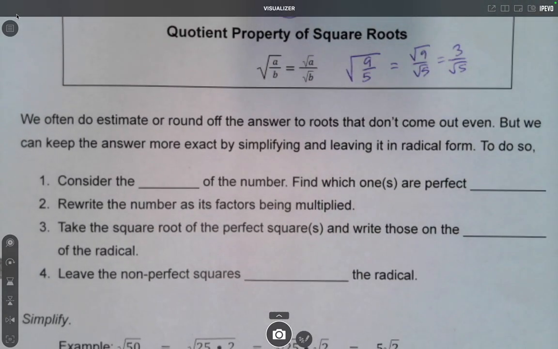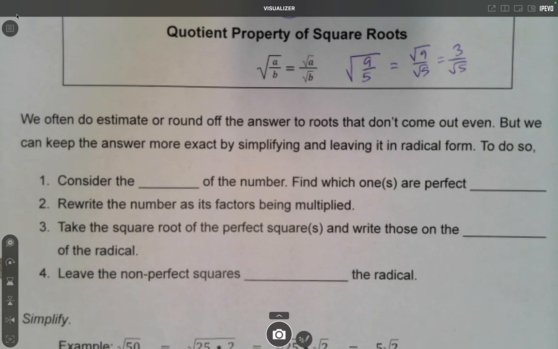We do often estimate or round off the answer to roots that don't come out even, like when we plug in the calculator. But the reason we are going to do this is we can keep the answer more exact by simplifying it and leaving it in radical form. In other words, writing the square root of 2 is actually more accurate than saying 1.41. Now 1.41, if I'm remembering right, is a good estimate and a good rounding off of it, but square root of 2, written as square root of 2, is more precise.